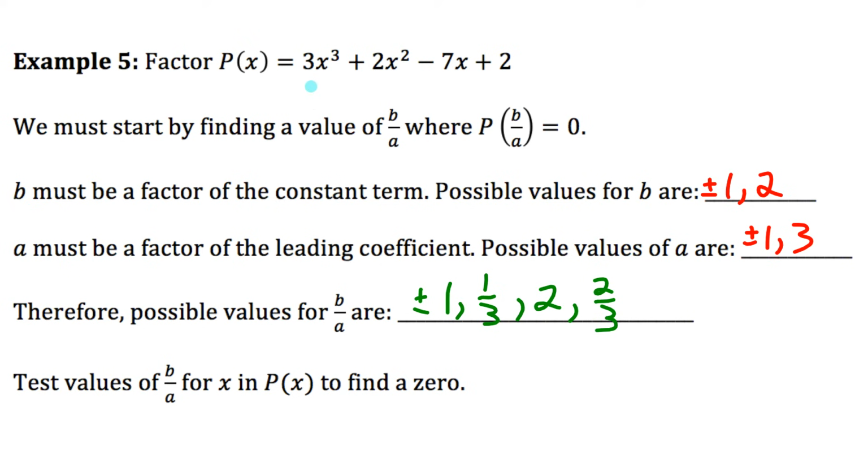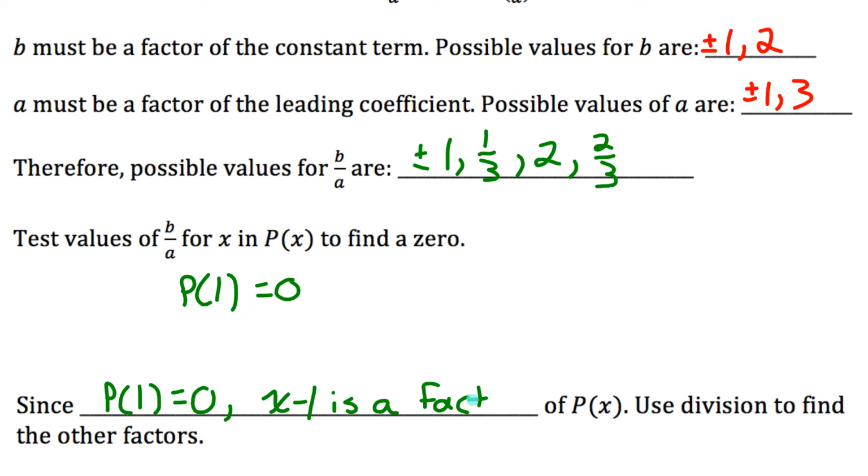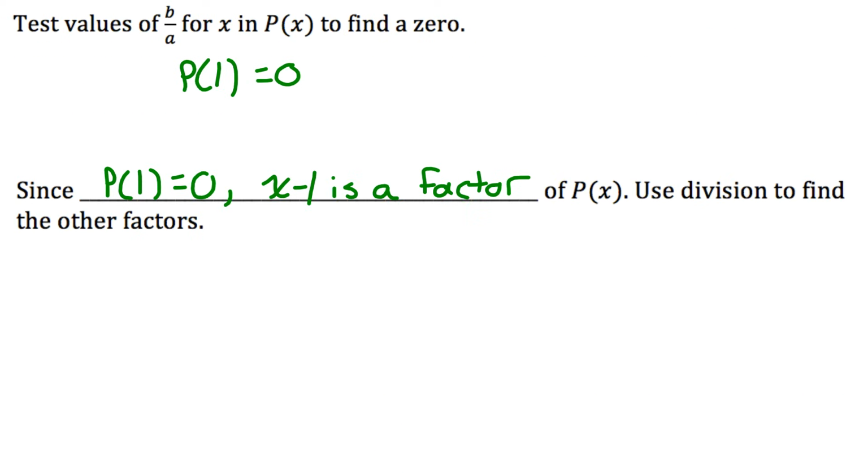I'm going to test 1 first, so if I plugged 1 into this equation for x, would it make it be 0? I'd have 5 minus 7 is negative 2, plus 2 is 0. It does work. P of 1 equals 0. So since P of 1 equals 0, that tells me that x minus 1 is a factor of p of x. So what I need to do is divide the p of x function by x minus 1, and then I'll be able to get it into factored form. And since this divisor is degree 1, leading coefficient 1, synthetic division works.